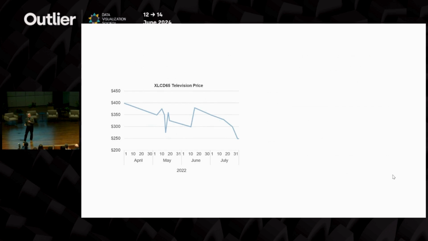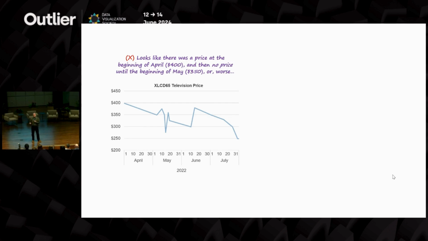So here we have the price of a TV, a fictional television model, being sold by a retailer, and we're showing how that price has changed over time, again, using a standard line chart. But I actually have 2 concerns here. The first is that it basically looks like this TV had a price at the beginning of April. The first period there, it was like $400. And then basically there was kind of this gap where nothing happened. And then the price was $350 at the beginning of May.